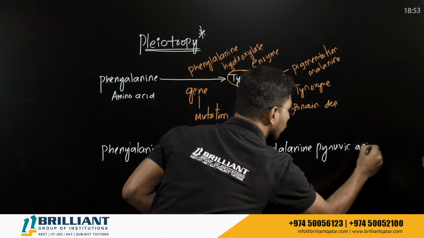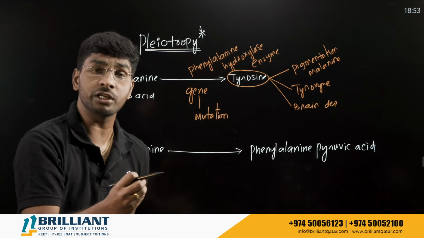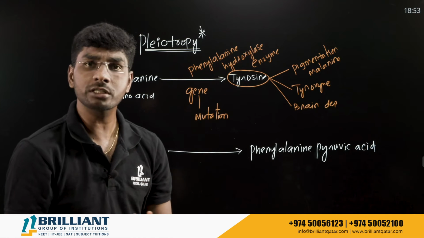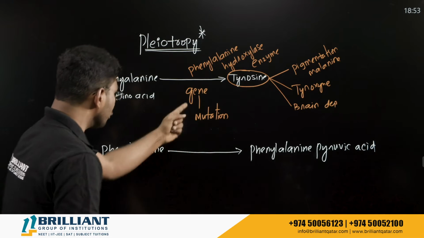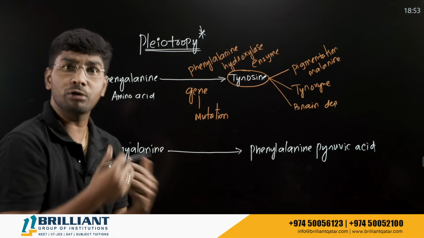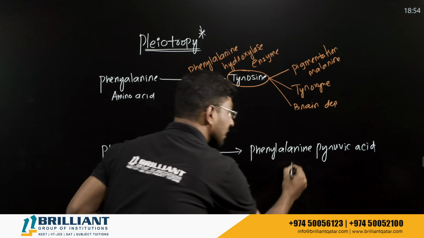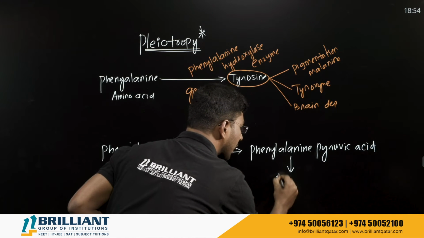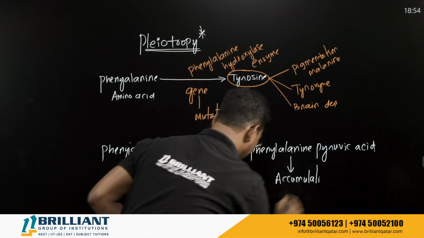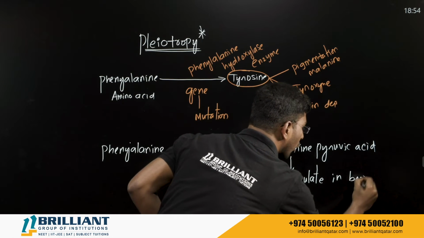Which enzyme is not there? Phenylalanine hydroxylase enzyme is not there. Why is it not there? Because the gene that is going to produce this enzyme undergoes mutation. So it is a mutant gene, that means the proper gene undergoes mutation, so there is no phenylalanine hydroxylase enzyme. Whenever this phenylalanine pyruvic acid forms, it will accumulate in the brain. This can cause a lot of problems.